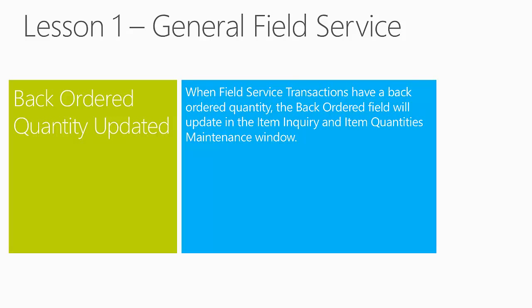Lesson 1. Backordered quantity updated. When field service transactions have a backordered quantity, the backordered quantity field will now update in the item inquiry and item quantities maintenance windows. This allows you to verify what documents have backordered quantities on them. Let's see what this looks like in Microsoft Dynamics GP.